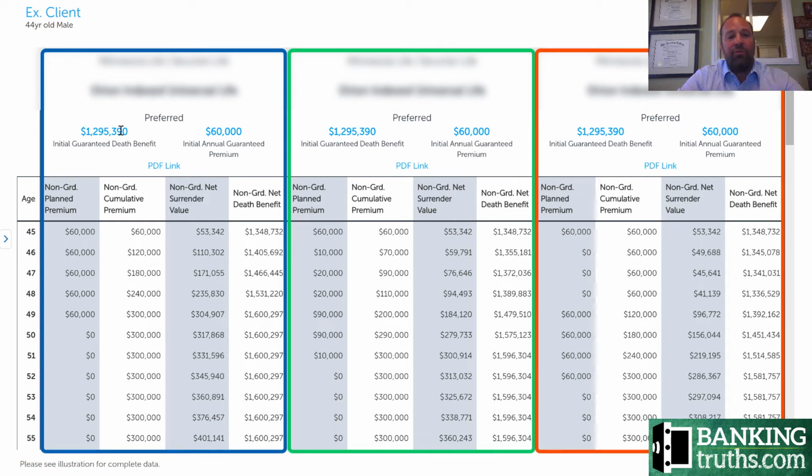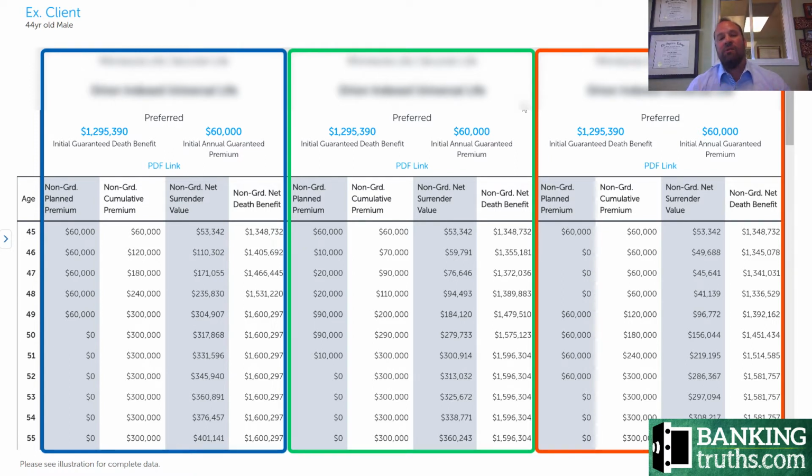So again, three policies that are exactly the same, with 1.295 of death benefit and planned premium of $60,000 for 5 years. The scenario on the left actually shows optimal funding, the maximum non-MEC premium we could squeeze into this IUL policy in the first 5 years. Now, we are using an enhanced cash value rider, so you can see the cash value tracking quite nicely along the way as premiums are paid.